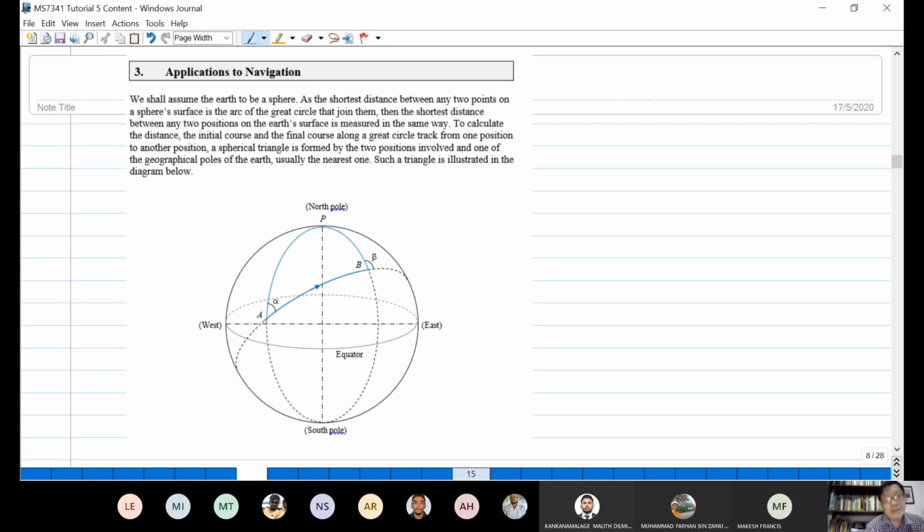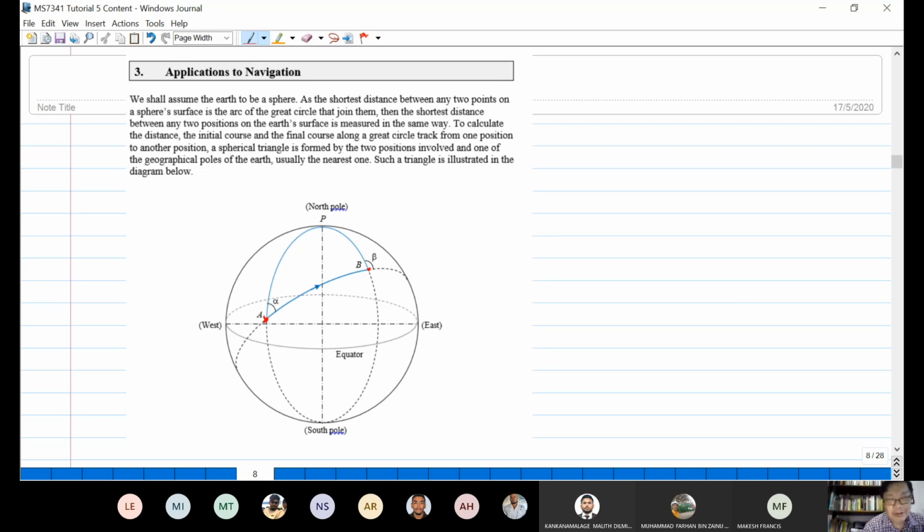So this is the application of navigation, using what we have so far on spherical triangles. The reason you use spherical triangles is because the Earth is basically modelled like a sphere. So when the ship moves from point A to point B, let's say point A is here, point B is here. How do you actually measure the distance between point A and point B?